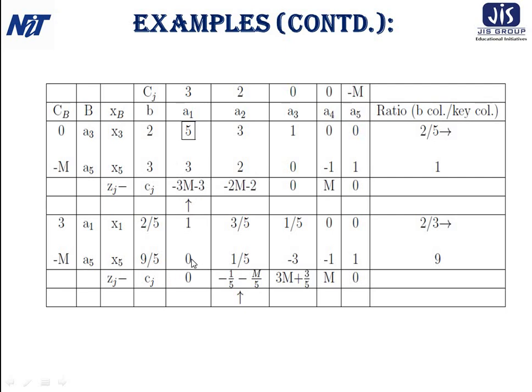So in place of this is 0. Now this is 2. 2 minus 3 into 3 by 5. That is 2 minus 9 by 5. 5 into 2, 10. 10 minus 9 by 5. That is 1 by 5.